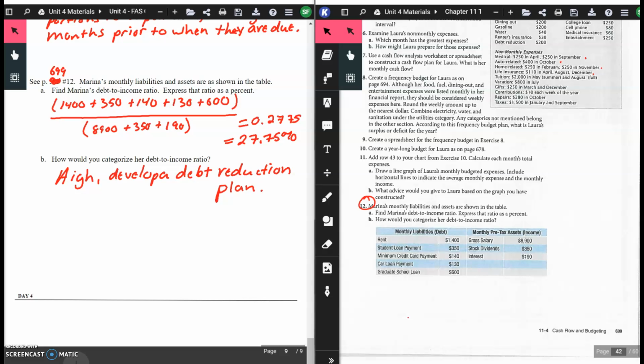So add up all of your debt, and then we're going to divide it by their income. Debt to income means debt divided by income. So divide that by 8,900 plus 350 plus 190. When you do that division, you're going to get 0.2775, which is 27.75%. And how would you categorize her debt to income ratio? This is well over the 20%, so she needs to develop a debt reduction plan. Remember, we want to be below 15, but it's okay to be between 15 and 20%. Anything over 20%, you have to get on some sort of debt reduction plan. And that is it for section 11.4.